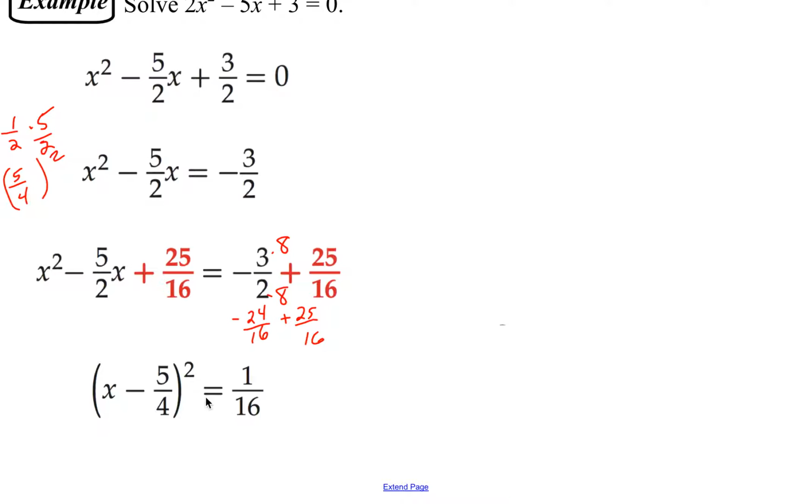And so now we have two perfect squares again. So we're going to take the square root of both sides. I'm going to move up here over on the right. When I take the square root of each of these sides, the square root of 1 is 1. The square root of 16 is 4. And we have plus and minus. Don't forget to do your plus and minus in here. So we have x minus 5/4 is equal to plus and minus 1/4.